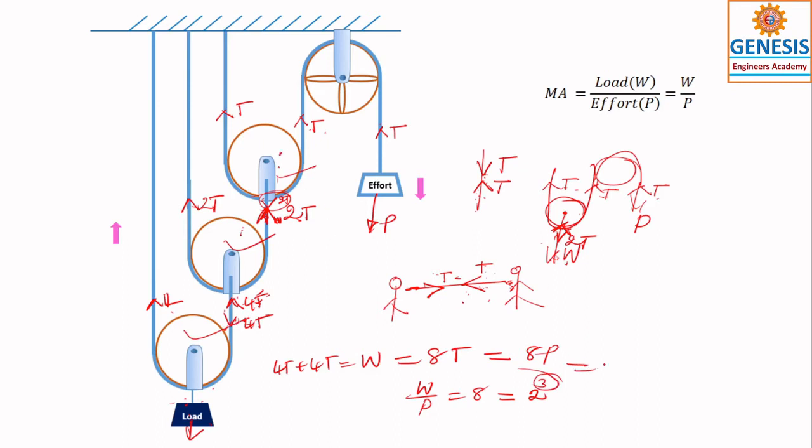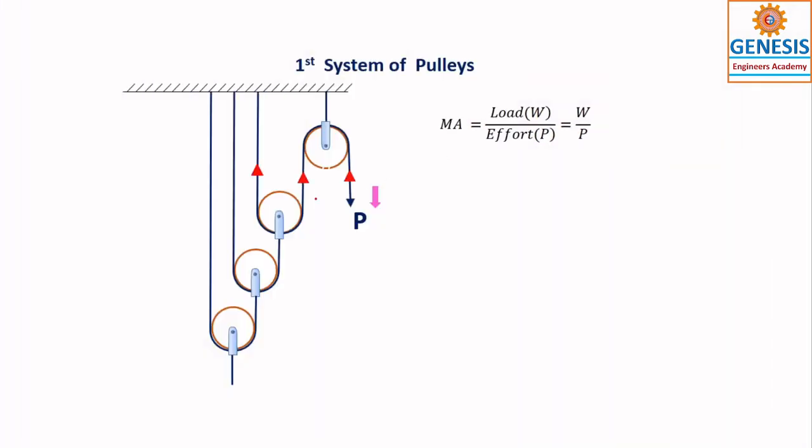If there is only one movable pulley, it is 2, as in the previous case. If you apply 2 movable pulleys, you can also apply load here. Then it is 2 to the power of 2, that is 4. If there are 3 movable pulleys, it is 8. If there are 4 movable pulleys, it is 16. Like that. So this is the first system of pulleys.